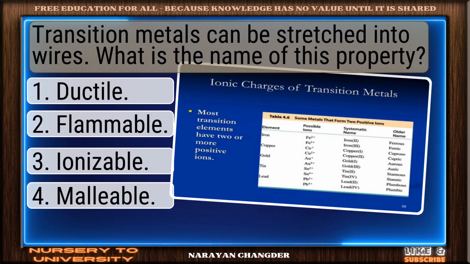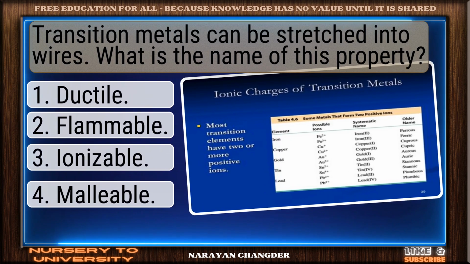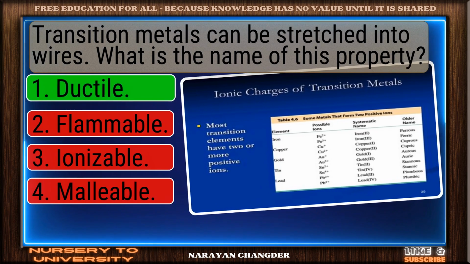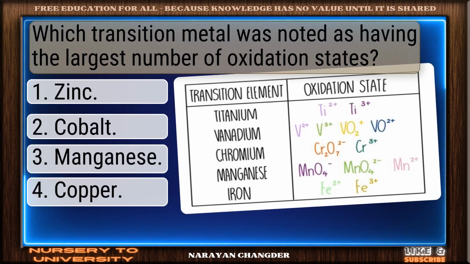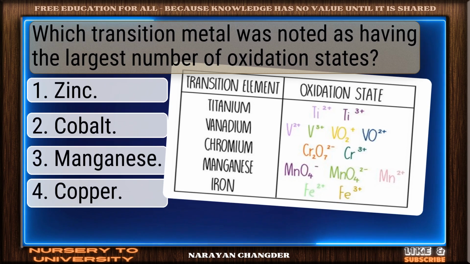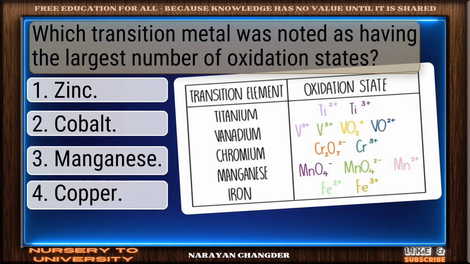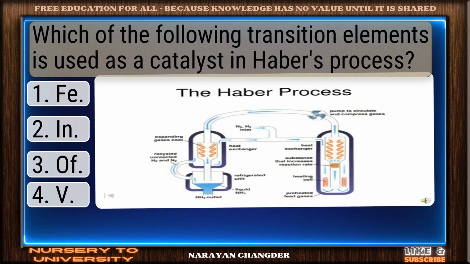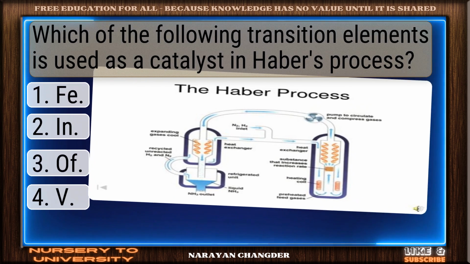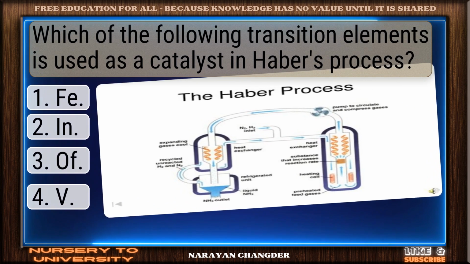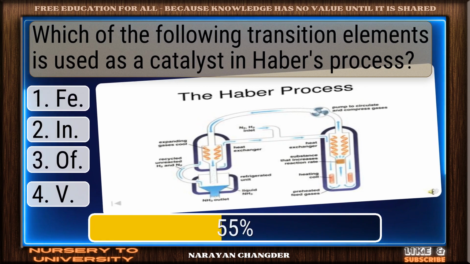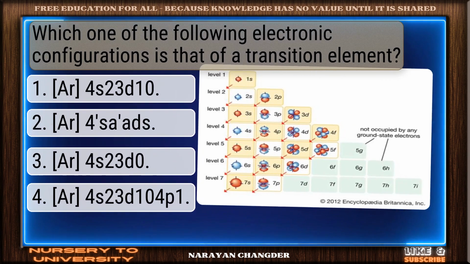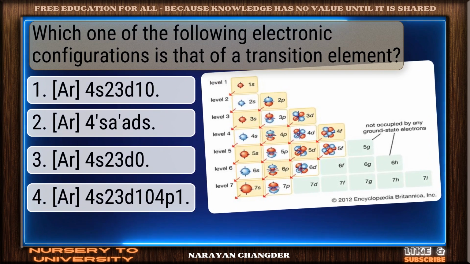Transition metals can be stretched into wires. What is the name of this property? Perfect choice, ductile. Which transition metal was noted as having the largest number of oxidation states? Yes, manganese is right. Which of the following transition elements is used as a catalyst in Haber's process? Fe. Which one of the following electronic configurations is that of a transition element?